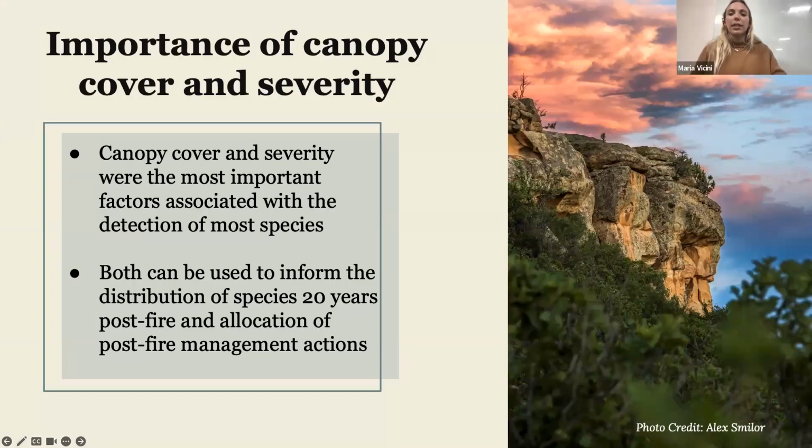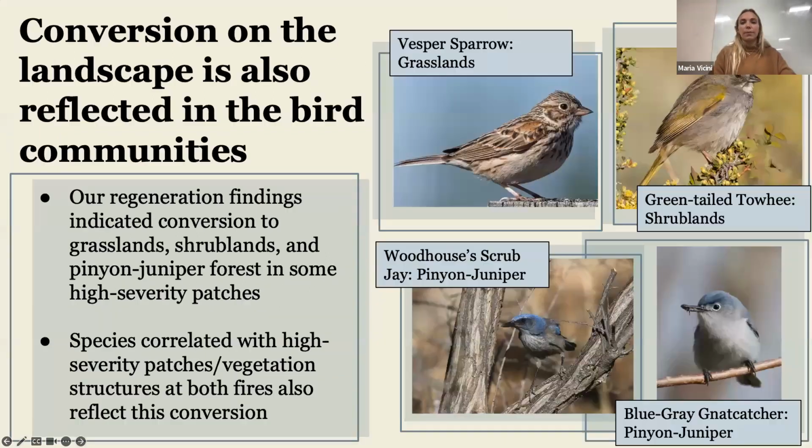Furthermore, canopy cover and severity were almost the solely important vegetation-related factors for species presence across the landscape. This indicates that both canopy cover and severity can be used to inform the likely distribution of forest and non-forest associated species 20 years post-fire in these ecosystems. Canopy cover, as stated previously, likely offered the widest range of habitat for forest-associated species, as well as opportunities for foraging and protection from predators. Both of these metrics can be used to predict the distribution of species post-fire and to allocate post-fire management actions.